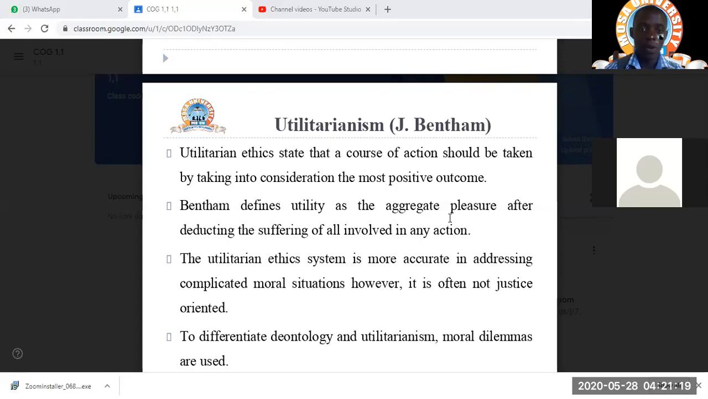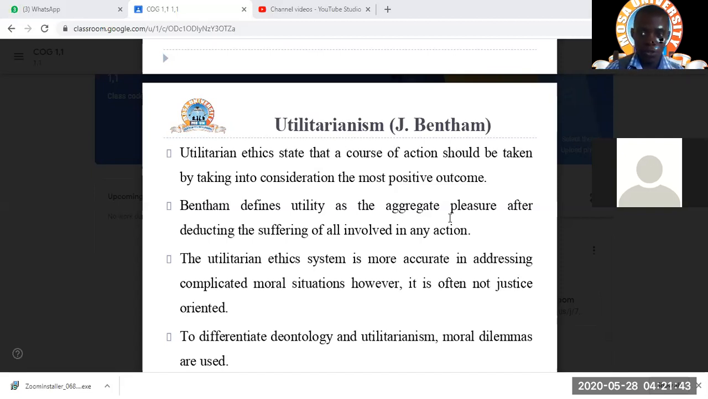Under this one, what we are saying is that utilitarian ethics state that a course of action should be taken by taking into consideration the most positive outcome. So Bentham defines utility as the aggregate pleasure after deducting the suffering of all involved in an action. Let me just take time to explain what this means.